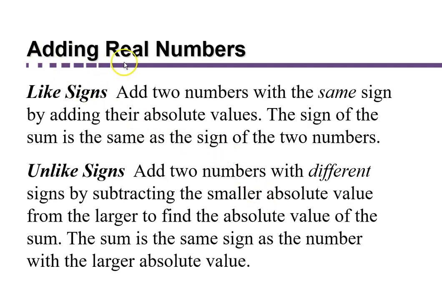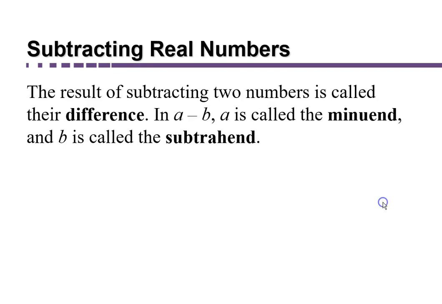Now, when we are adding real numbers and the signs are the same, that is, they're all positive or they're all negative, you just add them all up and apply the sign. If it's positive, we don't write the positive sign. But if it's all negative, you have to write negative. Now, when you're doing unlike signs, this is sort of like subtraction in a way. And I'll go over that process with you when we get to an example.